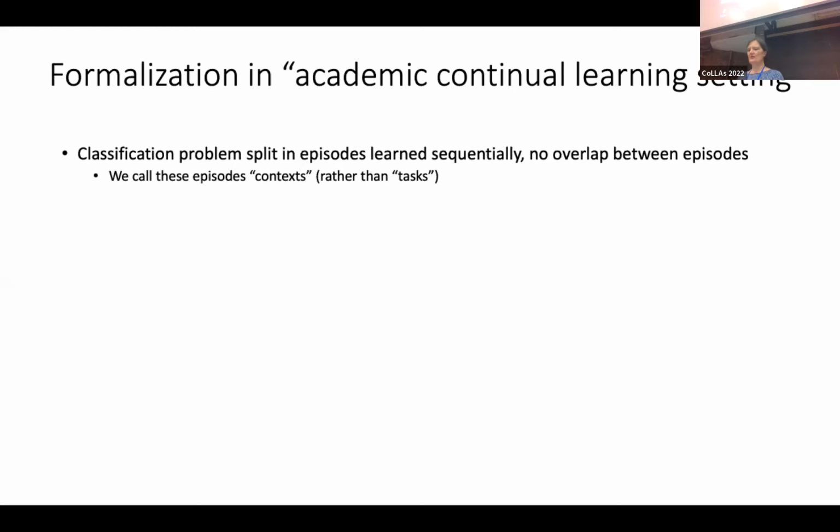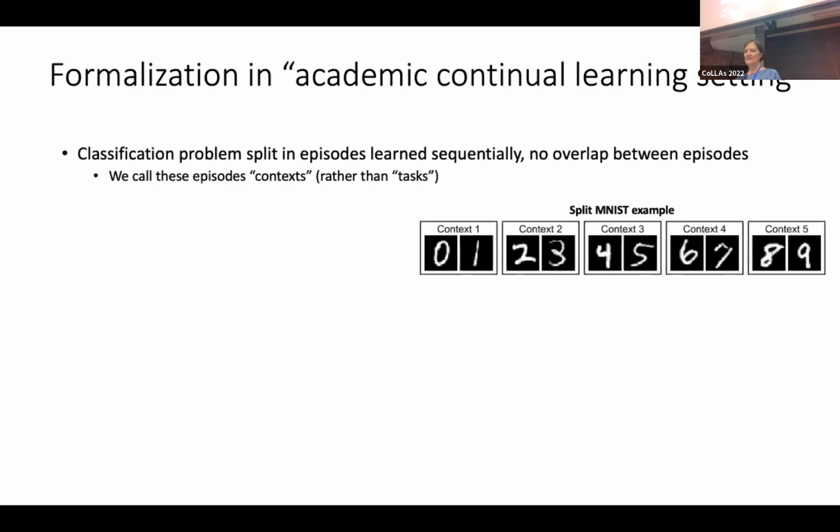but also in terms of the distributions, they do not overlap. Often these episodes are referred to as tasks, but as I indicated earlier, we think that task should not be used in this setting. Here it's rather something we call context. The context refers to a certain distribution from which we sample, and the context is what changes over time. The distributions change over time. The tasks may remain the same, or they can change.